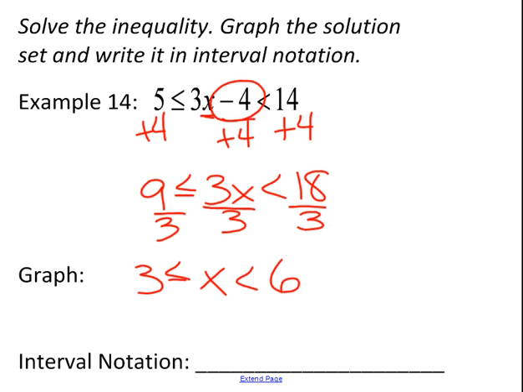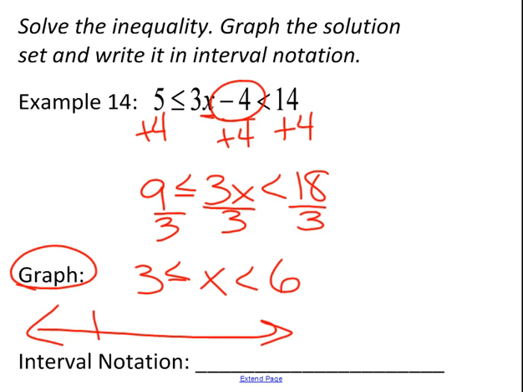Okay. So the directions say to graph the answer. My 3 is on the left, smallest number. My 6 is on the right, it's the largest number. And x is in the middle, means shade in the middle. This is less than or equal to, which requires a bracket. And this is just less than, so the 6 gets parentheses.